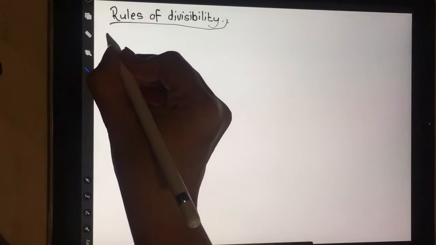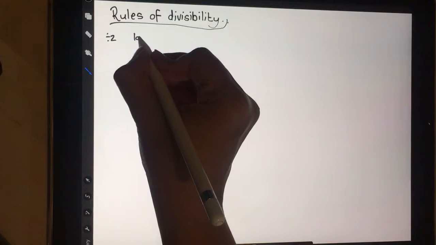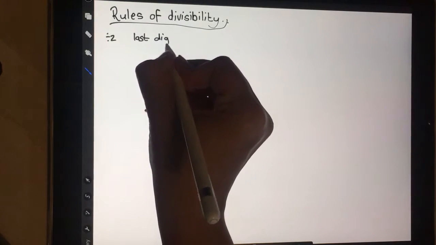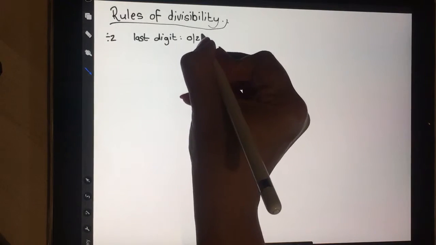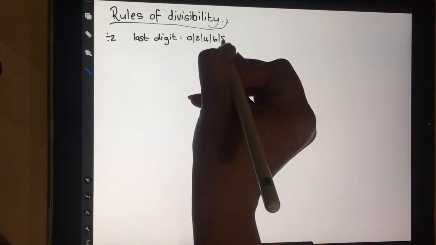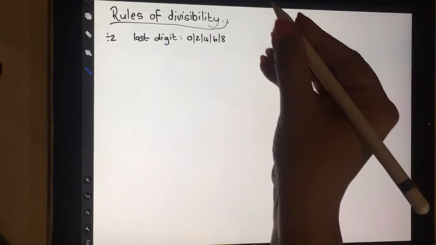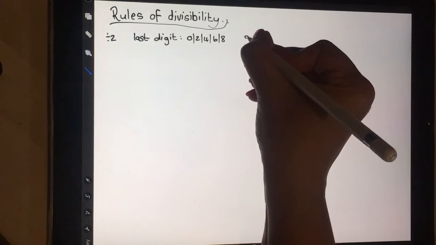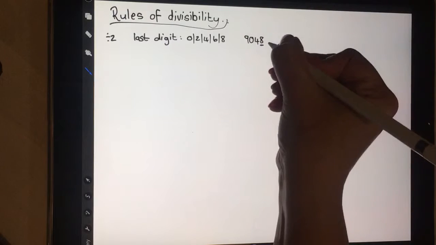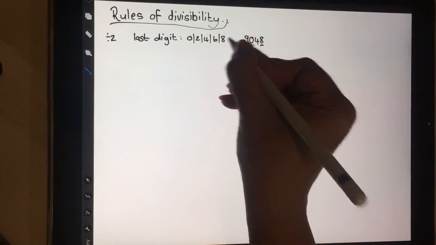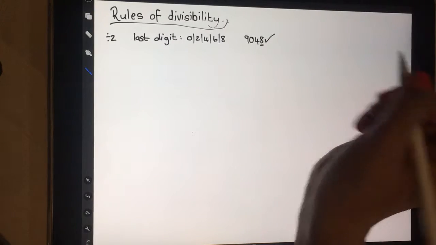For example, if we want to find out if a number is divisible by 2, we're going to look at the last digit. If the last digit is an even number, in other words, it's a 0, 2, 4, 6, or 8, we know that the number is going to be divisible by 2. If we, for example, take the number 9048, we look at the last digit, and because the last digit is an even number, 8, we know that this number will be divisible by 2.